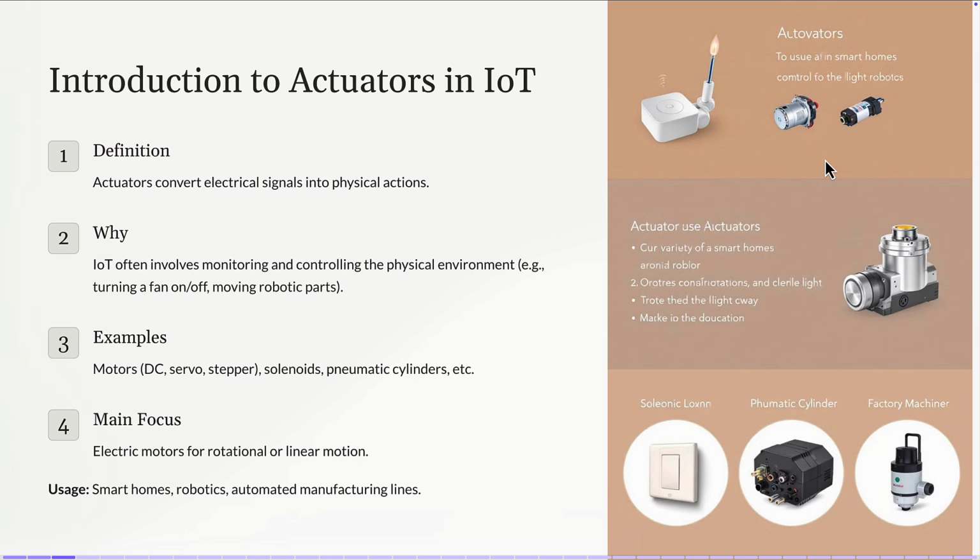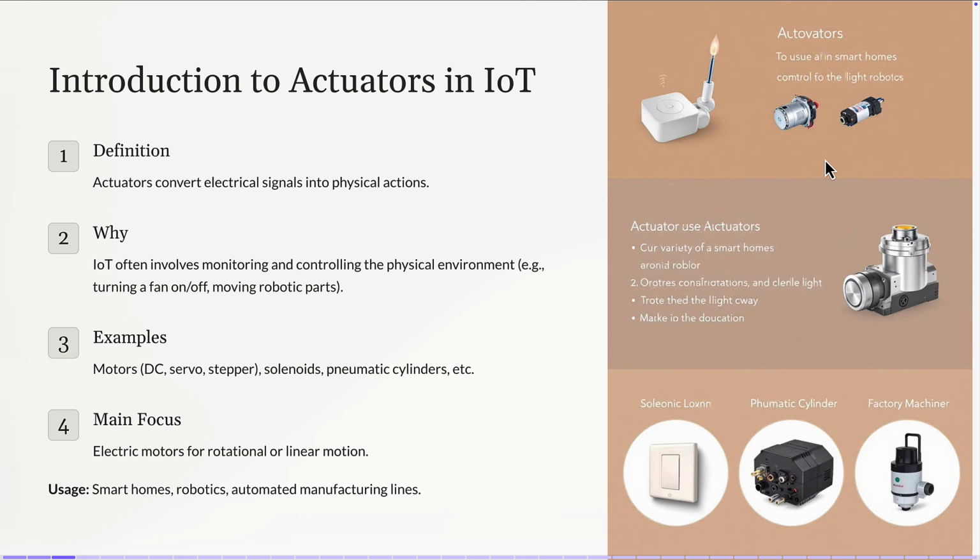So what is an actuator? An actuator converts an electrical signal into a physical action. And this is something that we need in the Internet of Things, because IoT is not only sensing the information, but also taking actions whenever it is appropriate. And we will use different types of motors to take proper action. So IoT involves monitoring and controlling the physical environment.